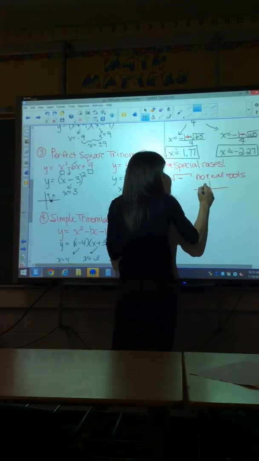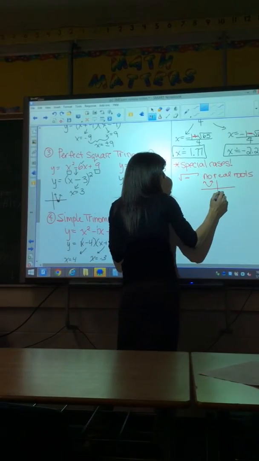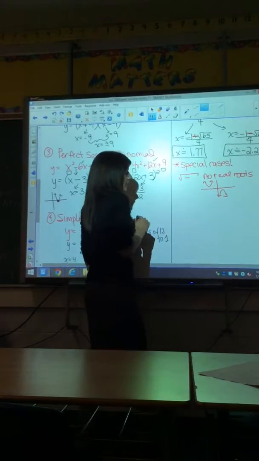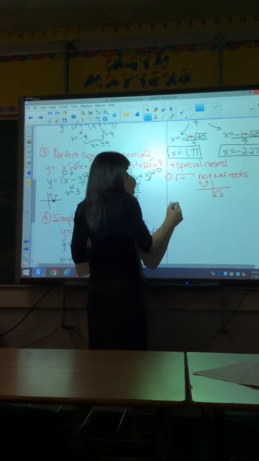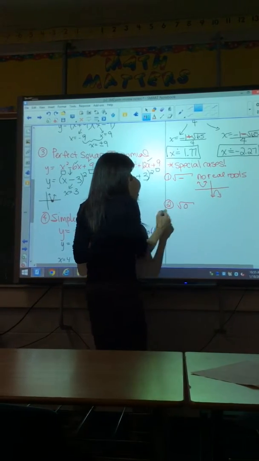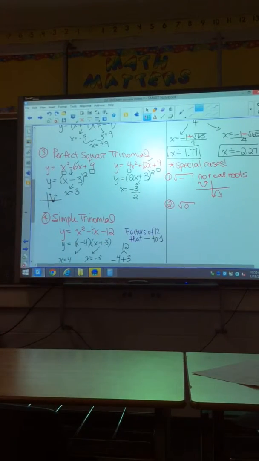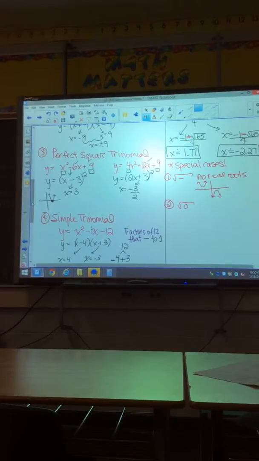That occurs if the parabola, for example, is up there or down here, and never crosses the axis. Or we could also have the square root of 0. What does that mean? If you get a 0 under the square root sign.